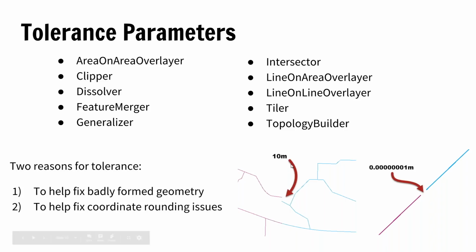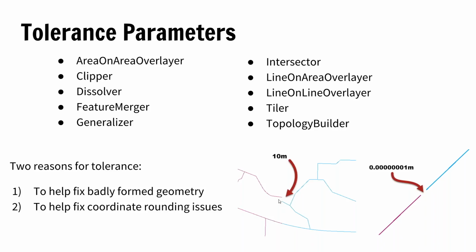One reason is that you've got badly formed geometry. Like here, I've got a gap of say 10 meters, which is really bad, but normally you could be half a meter off or something like that, and it doesn't match up, and you want to fix it. The other reason we use tolerance, and this is really for me the key, is to fix rounding issues in coordinates. For example, if I read from two different formats, they might store their coordinates in a different way, and we'll see that in a demo, and so they don't quite line up as you expect.